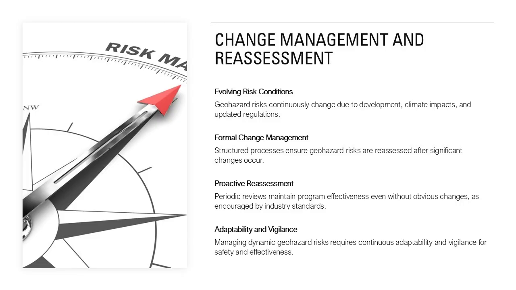Changes may include new development, climate impacts, operational modifications, or updated regulatory requirements. Formal change management processes help ensure that geohazard risks are reassessed when significant changes occur. Periodic reassessment is also necessary even in the absence of obvious changes. API-RP 1187 encourages proactive reassessment to maintain program effectiveness. This slide highlights the importance of adaptability and vigilance in managing dynamic geohazard risks.